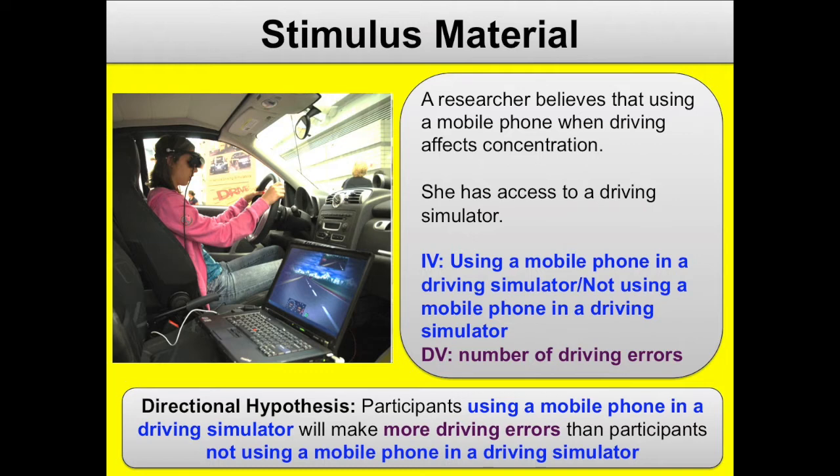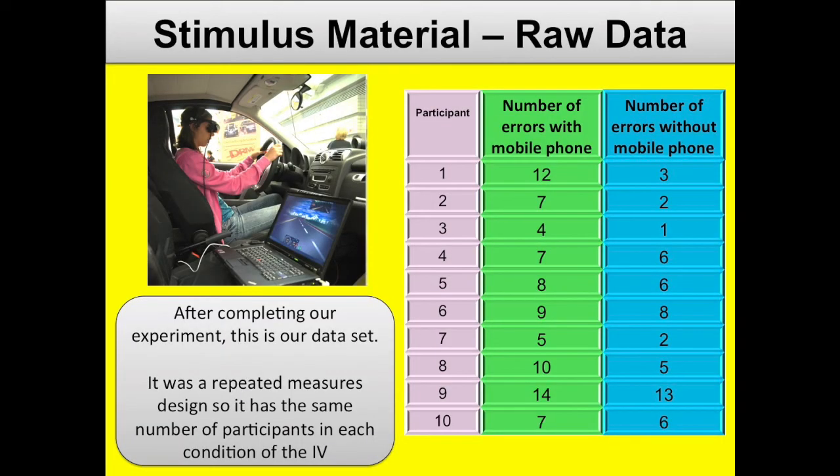So our directional hypothesis, which is our prediction, is that participants using a mobile phone in a driving simulator will make more driving errors than participants not using a mobile phone in a driving simulator. And the researcher would complete the experiment. In this case, she's decided to use a repeated measures design. So that means that all of the participants take part in both conditions of the IV.